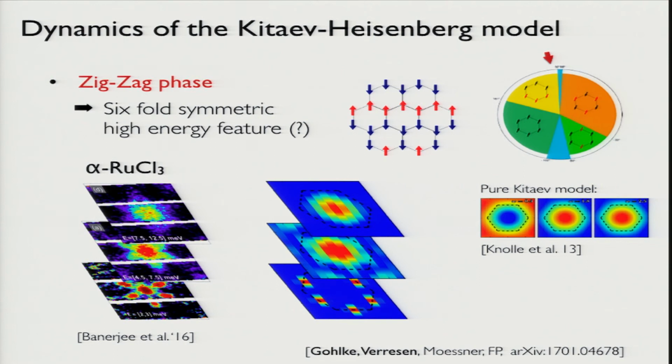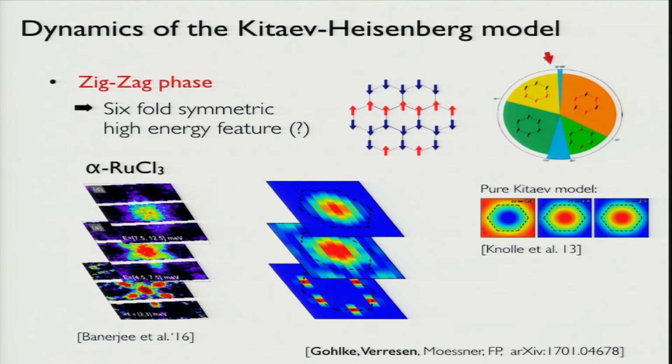And this is still, at least to me, some sort of a miracle, why the high energy physics in the ordered phase resembles so closely the physics of this spin liquid phase. And if you look at intermediate energies, we see some kind of star-like feature, which is also seen in experiments.